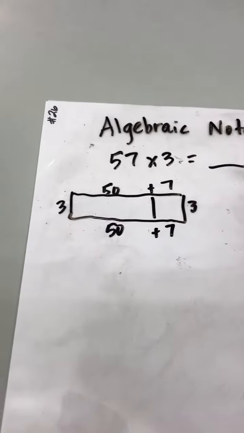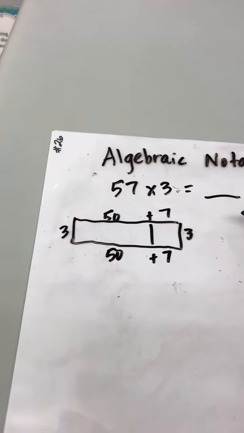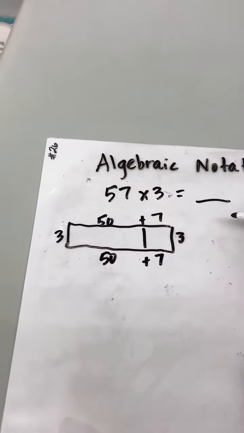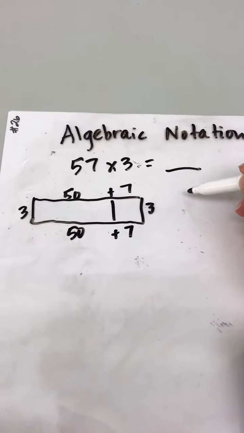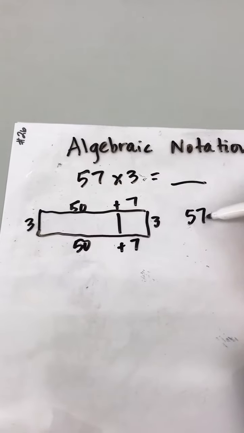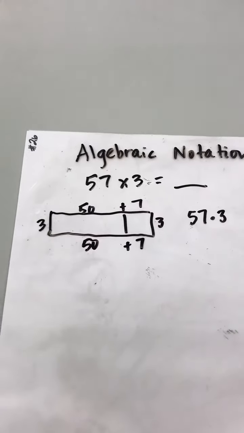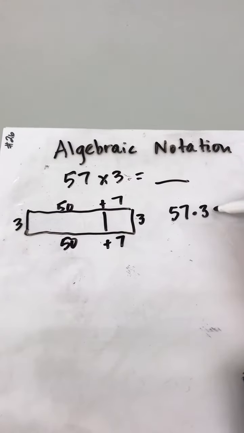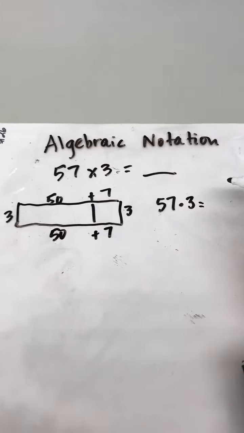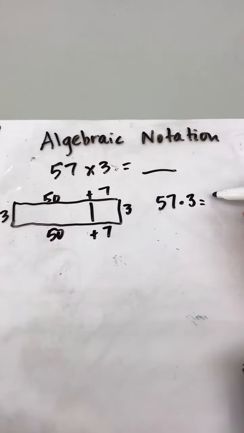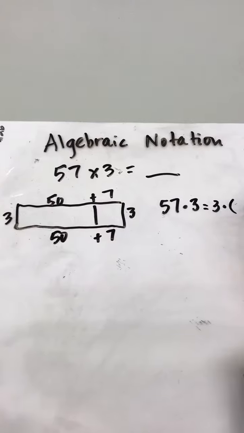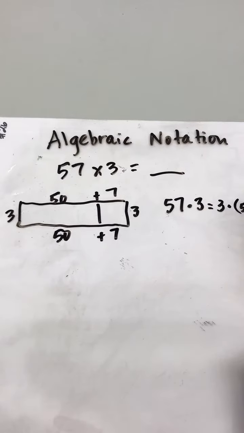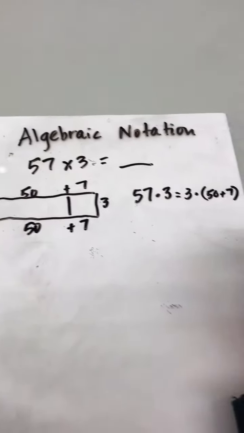All right, so now I've got my area model complete, and now for the algebraic notation, I'm going to write the problem off to the right-hand side, just like I did it in the last strategy. So I'm going to go ahead and write 57, and I'm going to use a dot this time instead of an X, and it still means multiplication. And now I'm going to go ahead and rewrite that problem on the other side of the equation. I'm going to show it with the 3, and then I'm going to put 57 in expanded notation inside parentheses.